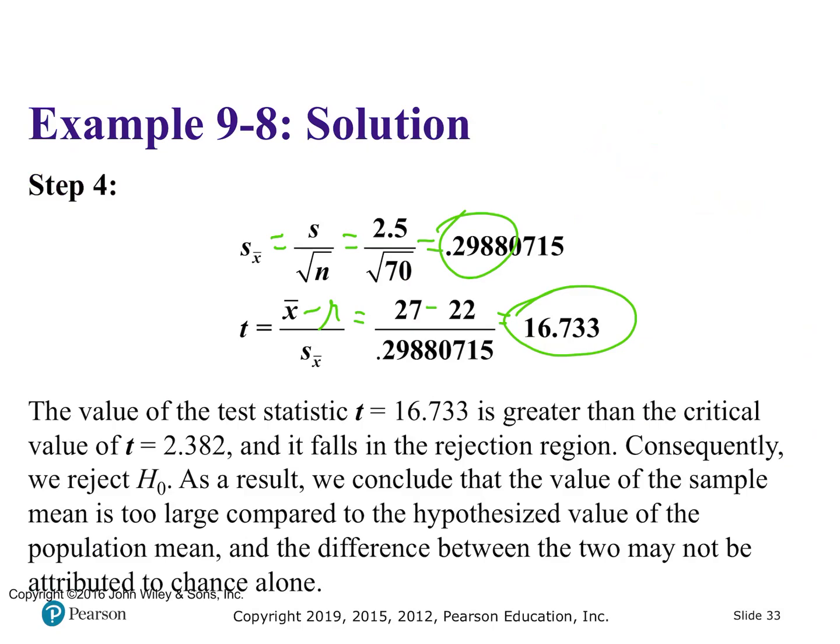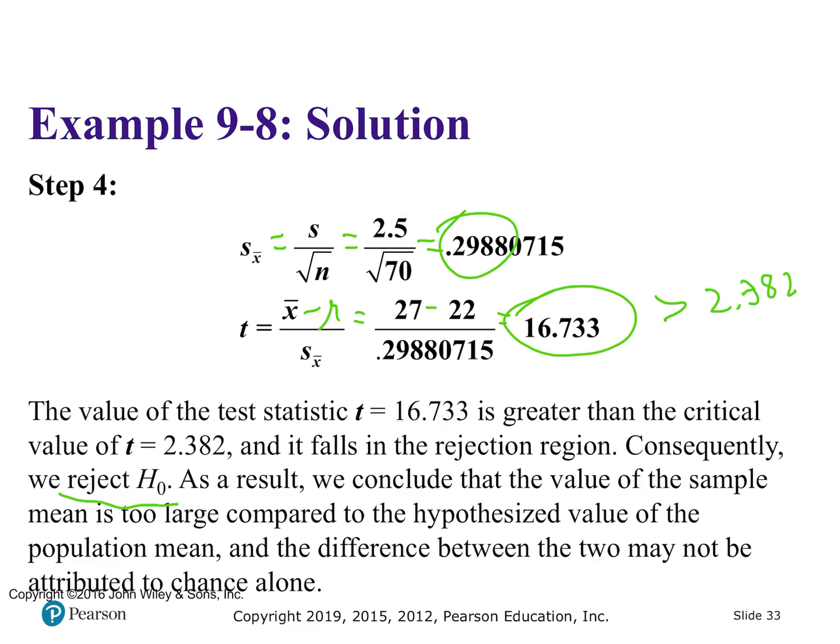Okay, anyway, it's way bigger than 2.382, not even close. So this is just not a close call at all. The p-value would also be very low, and you could see it that way as well. But anyway, we definitely reject H0. I would strongly reject H0 myself, or strongly prefer H1. That's another way to do it.